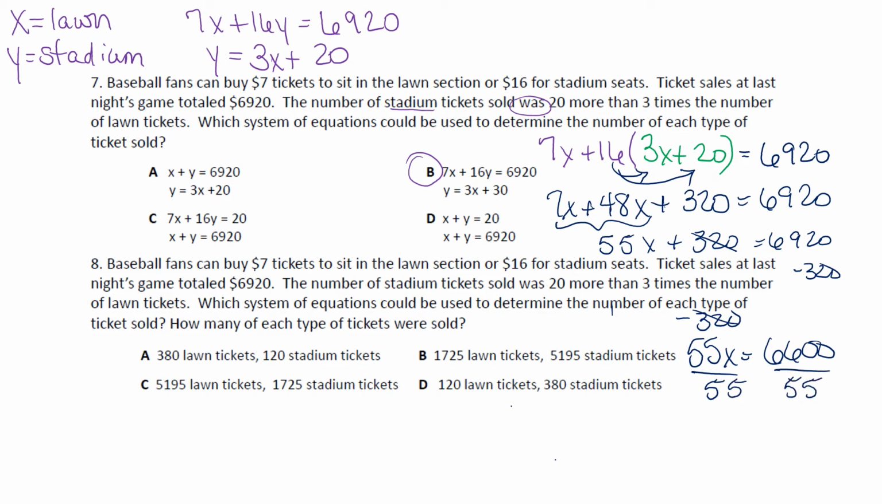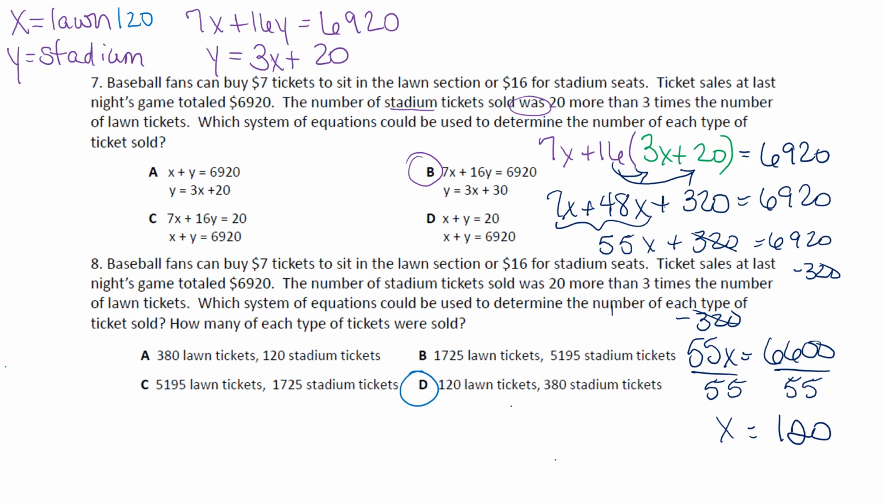And your answer for the X is 120. Remember, X represents your lawn seats. So the lawn seats here is 120. So at this point, you could go through your answers and see if you found your lawn seats at 120. And so we have D as that answer. You want to double check yourself by plugging those in and testing that.